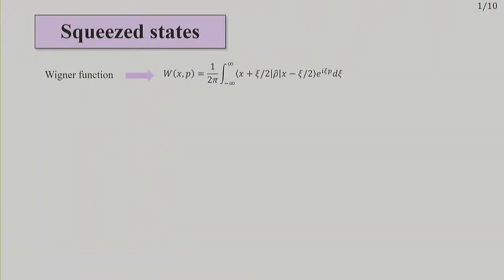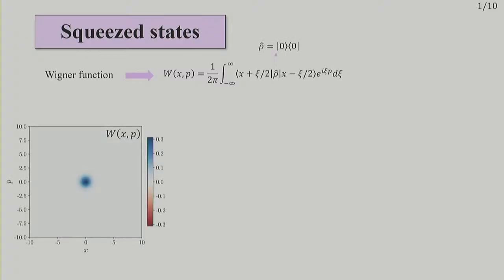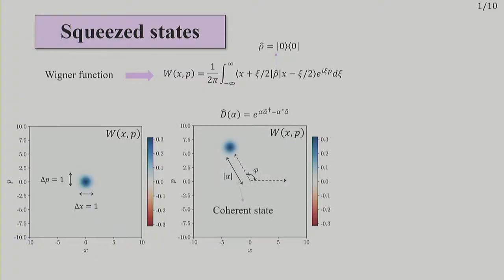So we know that we can represent every quantum state in the phase space with its Wigner function. And in the case of vacuum, we obtain this Gaussian-like shape. And we can apply operations to this state. For example, we can displace it, okay? So we get this coherent state. And you see here that the fluctuations of vacuum are precisely the ones that minimize the Heisenberg uncertainty relationship.